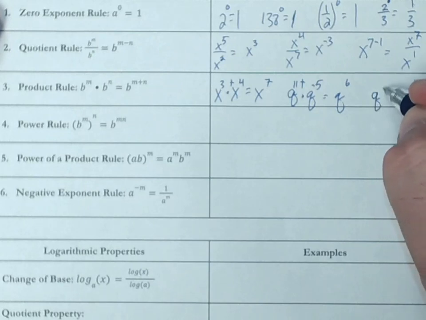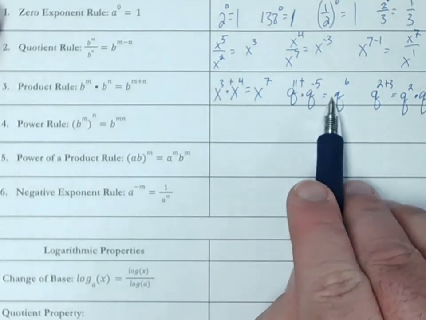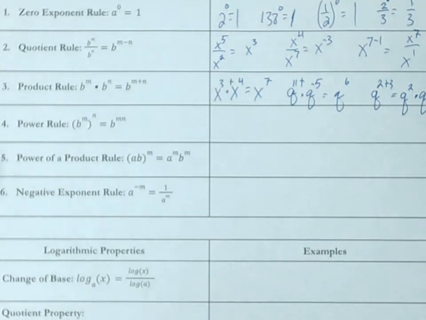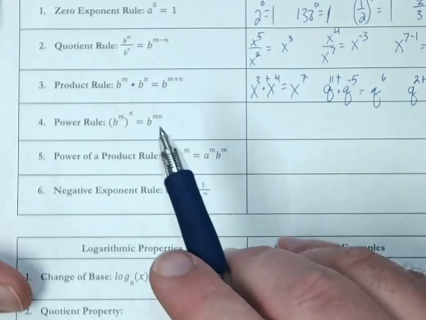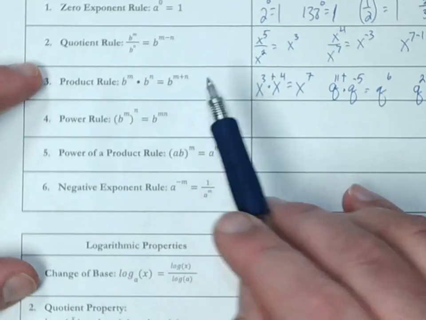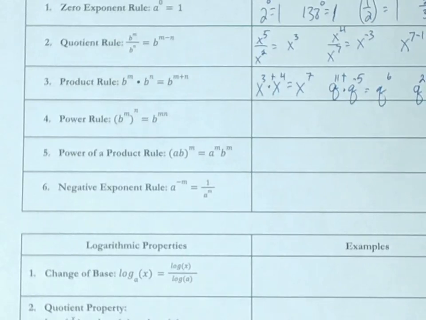And if you had q to the 2 plus 3, you could write that as q squared times q to the 3rd. So this is condensing, this is expanding. Then we have the power rule. Now please be careful. People get the power rule and the product rule mixed up. And honestly, mathematicians do not help that at all, because they named both laws something that starts with P, and both laws have to do with multiplication. So that is a huge problem.